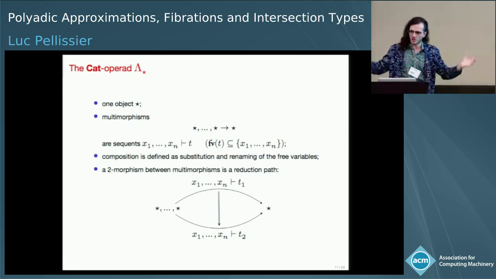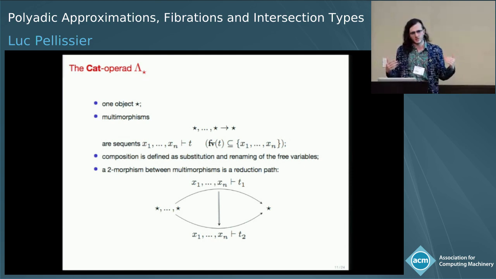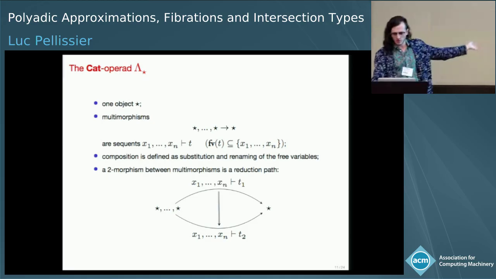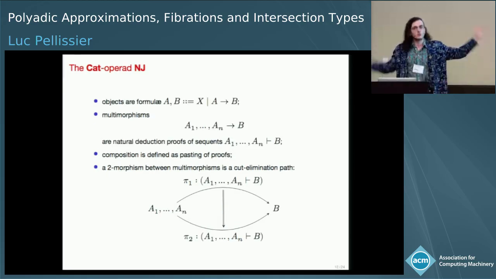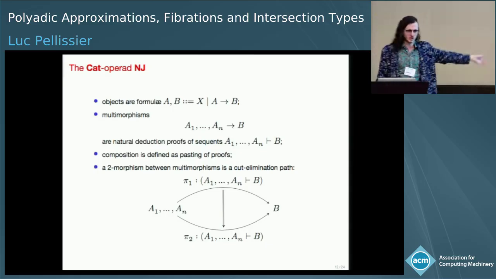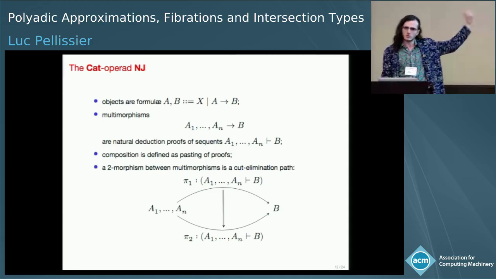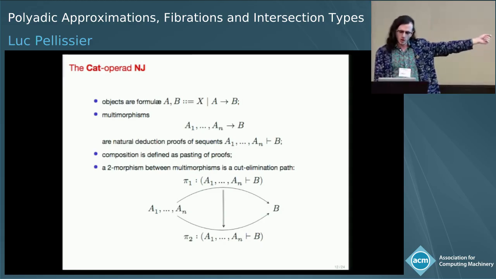So all of the lambda calculus, its types, which in this case are none, its terms and also its operational semantics are completely encompassed in the cat opera presented here. In the same way, we can give a cat opera for something typed, such as minimal natural deduction, where the multi-arrows are natural deduction proofs.